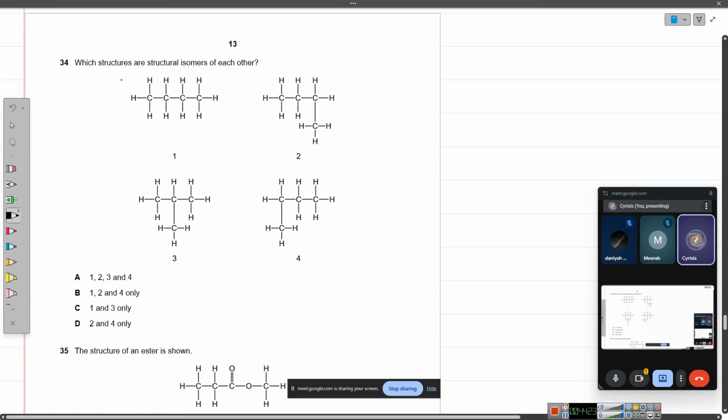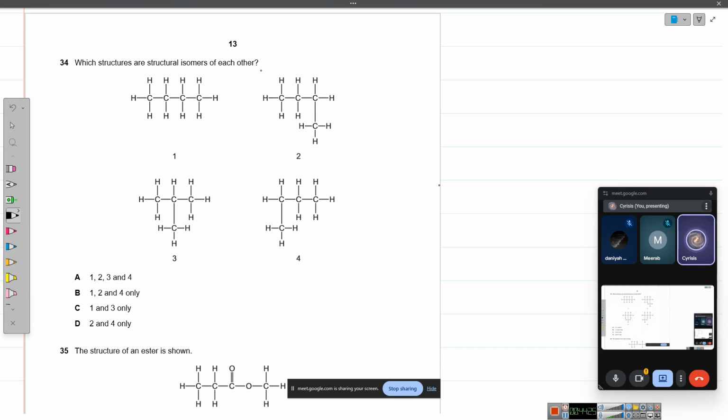Okay. Which structures are structural isomers of each other? 1, 2, 3, 4. Right? This is not a structural isomer. Keep in mind, I told you the chain can bend around. So it's still a straight chain, right? Nothing different. So 1 and 2 are not structural isomers of each other. Keep in mind, they are not, right?